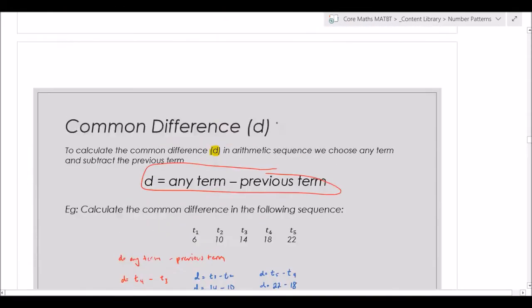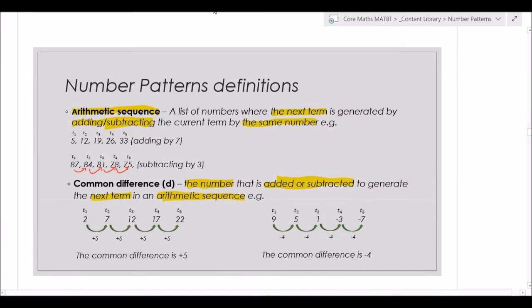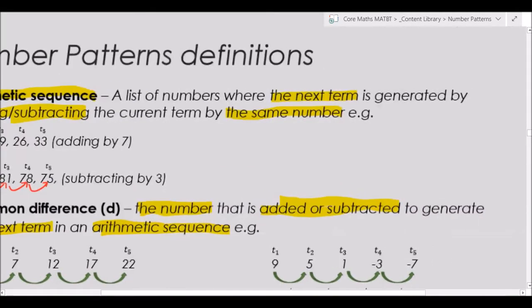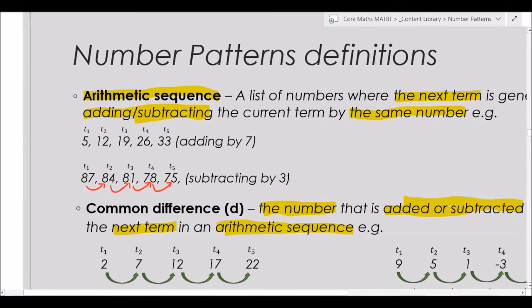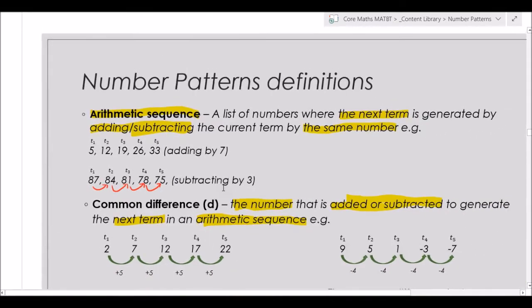Last lesson we looked into what an arithmetic sequence was. Remember, a sequence is a list of numbers, but an arithmetic sequence is a list of numbers where each term is generated by adding or subtracting the same number. So basically the difference between each number is the same. You can see in this pattern 5, 12, 19, 26, 33, it's going up by 7. 87, 84, 81, 78, 75, it's going down by 3. So it's going down by the same amount, meaning that those are arithmetic sequences.